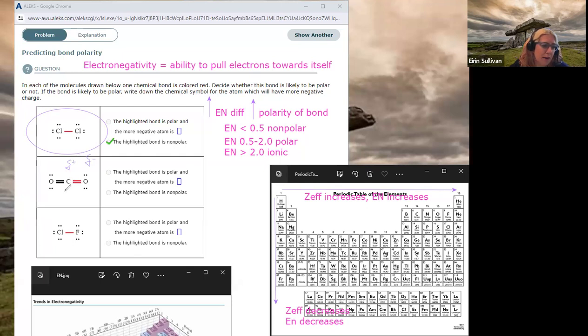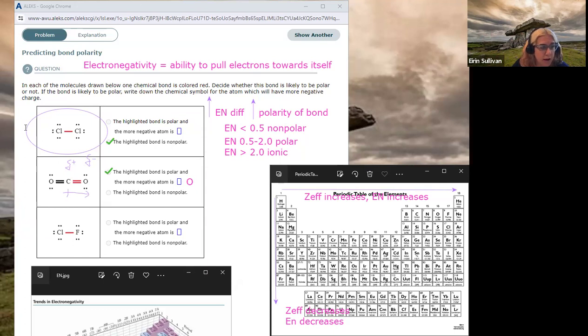Another way you might sometimes see that represented is an arrow pointing towards the negative end of the bond, and a good way to remember which way that arrow points is to give it some fletching that looks like a plus, to remind you that the bottom end of the arrow is the positive end of the dipole. So the oxygen is more electronegative than carbon, so the carbon-oxygen double bond is polar. The more negative atom is oxygen, so it's always going to be the one to the right in the periodic table or towards the top of the group. The highlighted bond is non-polar as the other option, so it's definitely not that.